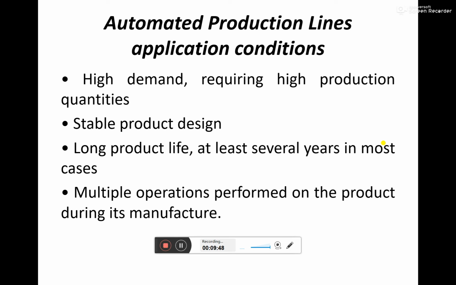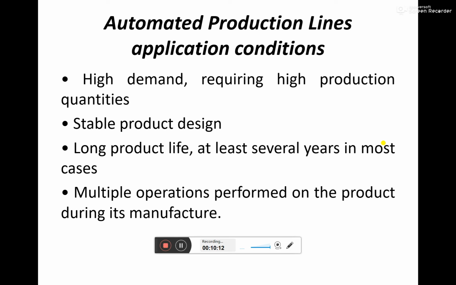Then you can use this particular automated production line. And long product life, as already mentioned: whenever you are going to incorporate these automated production lines in your company, you should have a long product life. It should be several years in most of the cases.